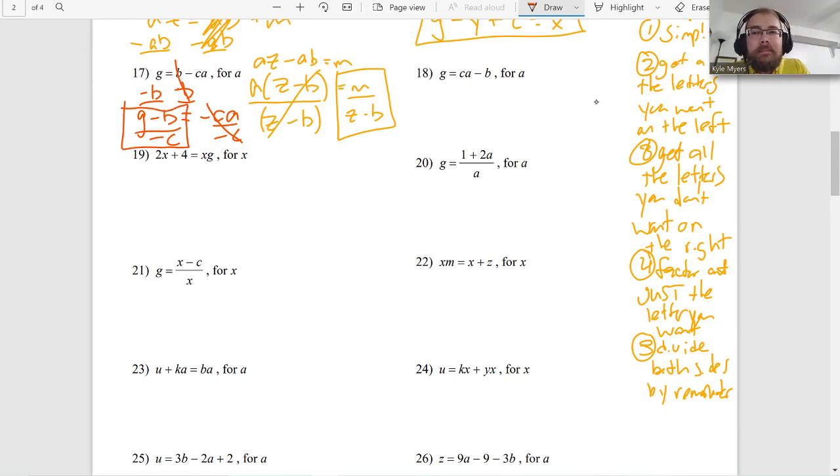That's it. All right, now we solve for A. This time I am going to add B to both sides. Add B, G plus B equals CA. Divide by C. G plus B over C is the answer.